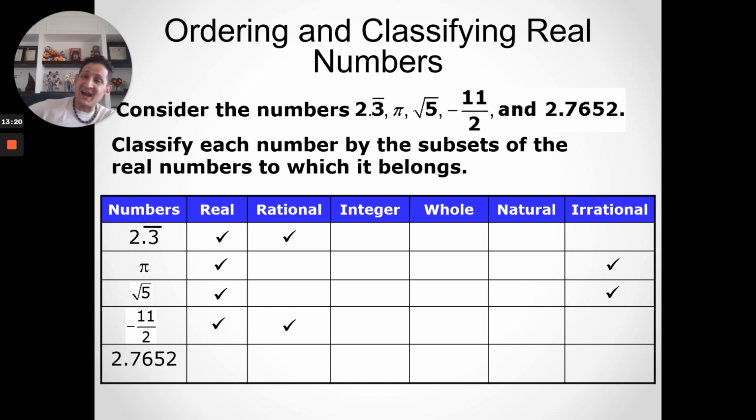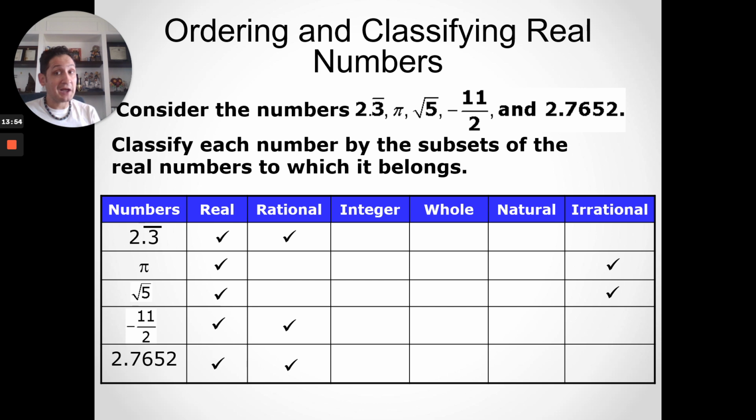And the last one's actually kind of interesting. I get a few issues with this. Obviously it's real. Everything's real. But there are a lot of people who want to consider that one irrational because it's got 4 decimal places. No, it's not. It stops. Granted, it stops after the 2, but it stops. 0.7652 stops. If it stops, it's rational. Remember, irrational goes on forever, never repeats. So that's a rational number.